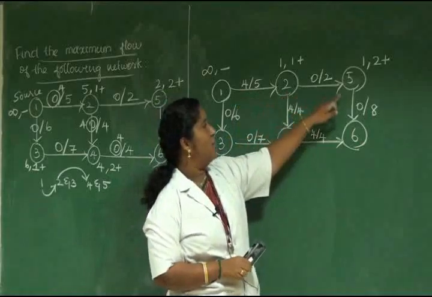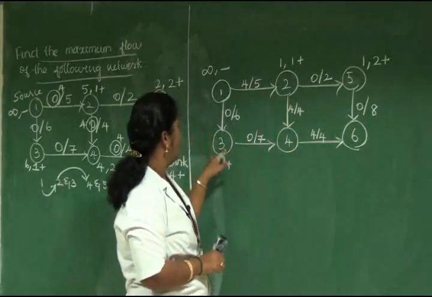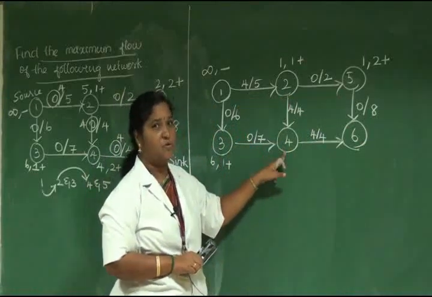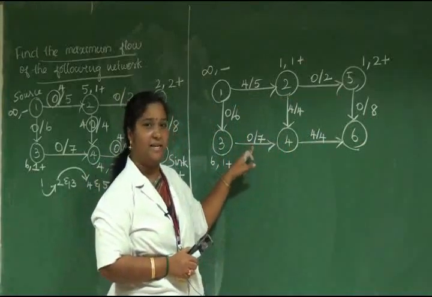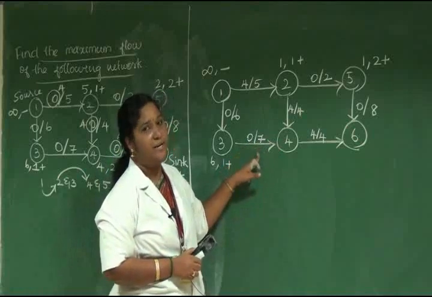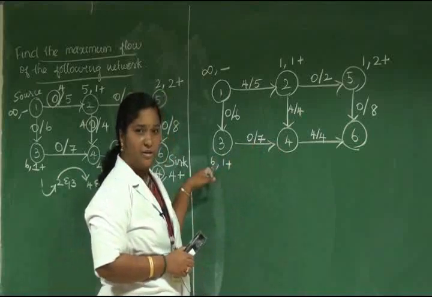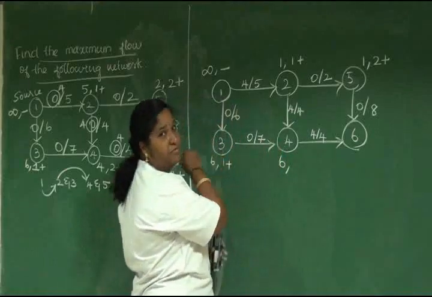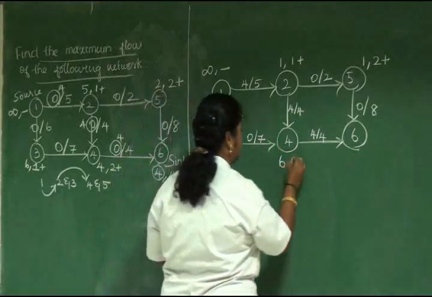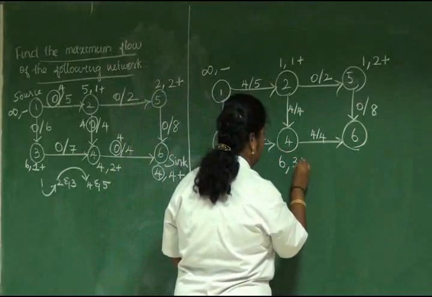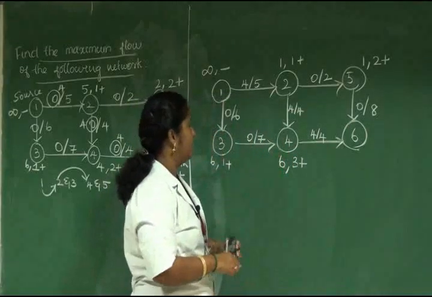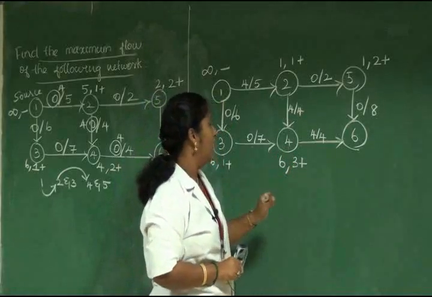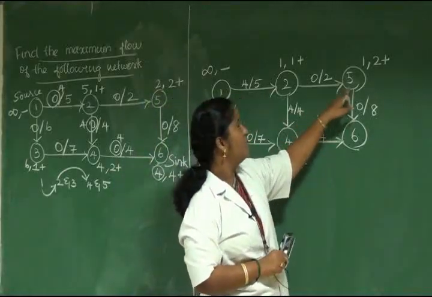So from vertex 2 you have named vertex 5, and now come to vertex 3. So from 3 you can go to vertex 4. So calculate its remaining capacity. It is 7 minus 0, 7. So minimum between 7 and 6 is 6. So you have to write 6. And since 4 is reached from 3 by a forward edge, you have to write 3 plus. So the label of 4 is 6 comma 3 plus, and then next you have to come to vertex 5.